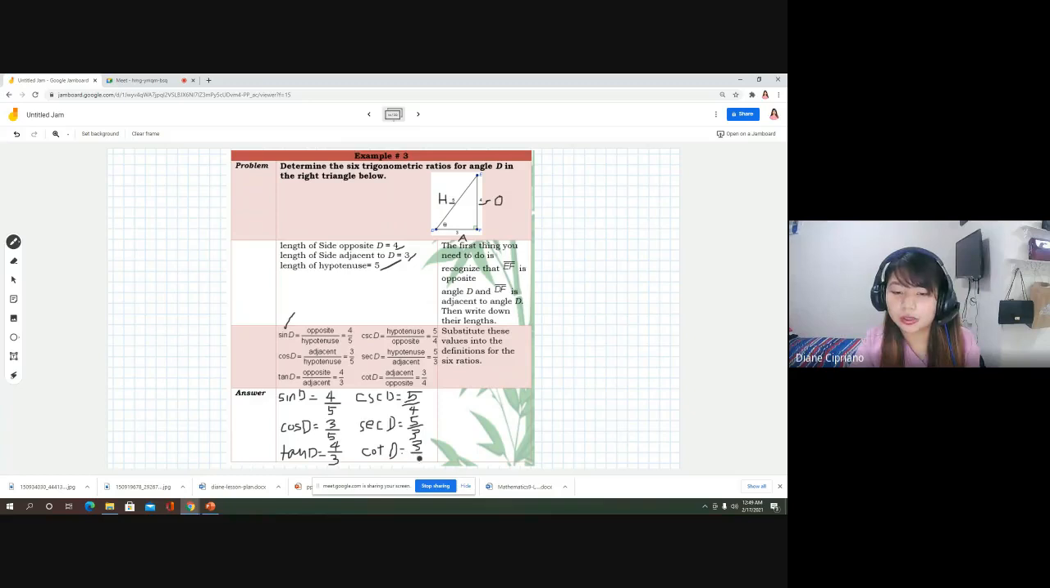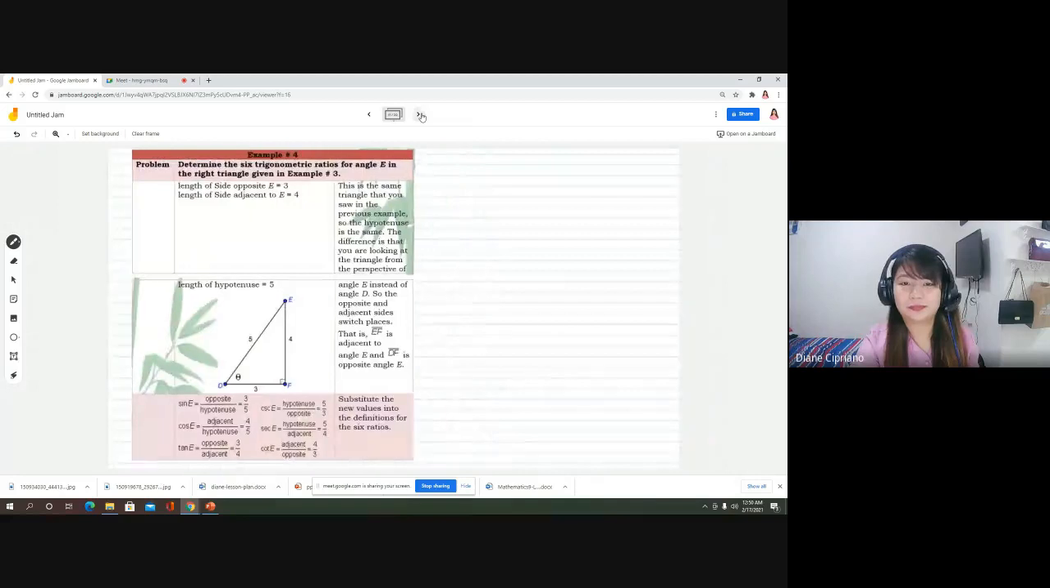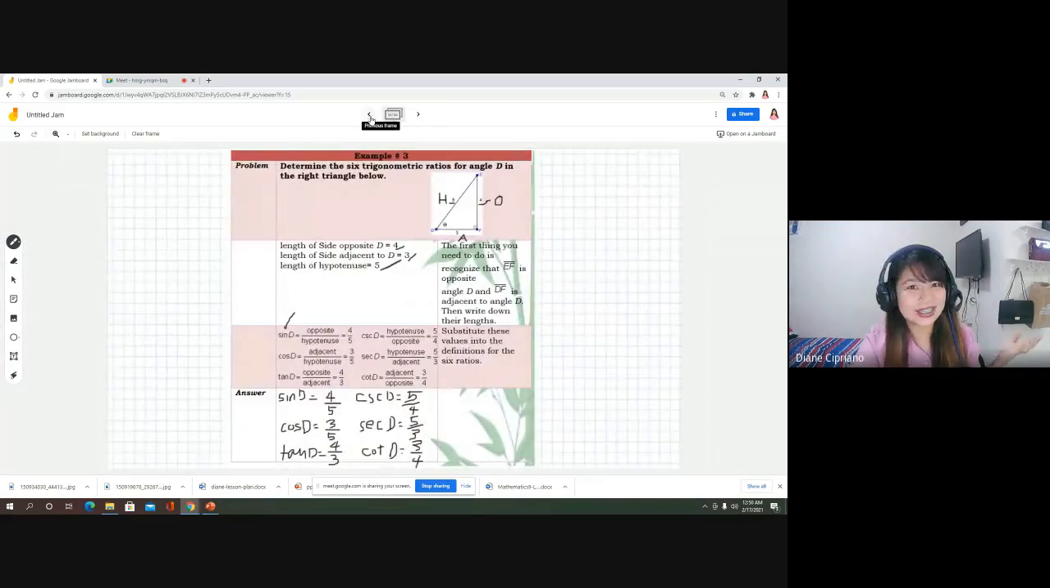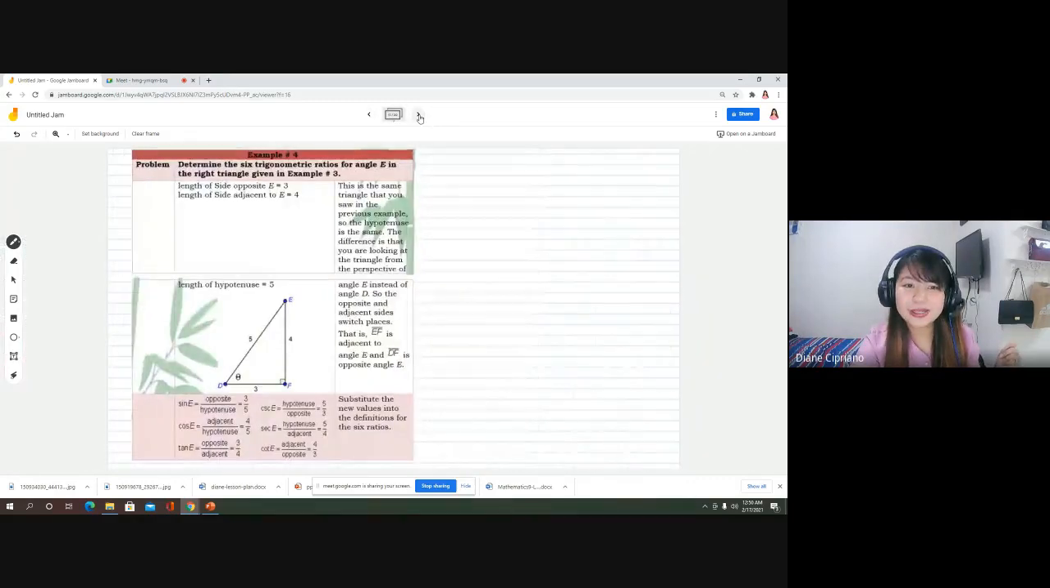Okay, so there you go. We got here the 6 trigonometric functions. And also, improper fractions are acceptable in writing the 6 trigonometric functions, so no need to rewrite them as a mixed number or a proper fraction. Any question on how to get the 6 trigonometric functions? Very good. So let's now proceed with our example number 4.